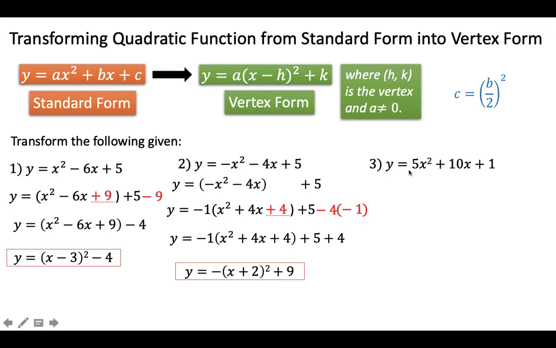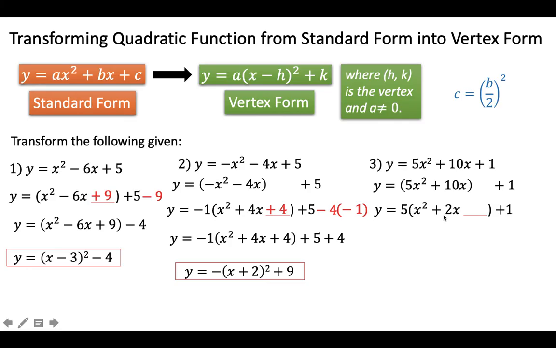Lastly, y is equal to 5x squared plus 10x plus 1. So same process: 5x squared plus 10x, isolate plus 1. Then we want x squared to have a numerical coefficient of 1. So we can eliminate this 5 by dividing by 5. So 5x squared divided by 5 is x squared. 10x divided by 5 is 2x. If you're going to check if it is correct, you can distribute it and it will go back to the same value as this one. Then write down plus 1.